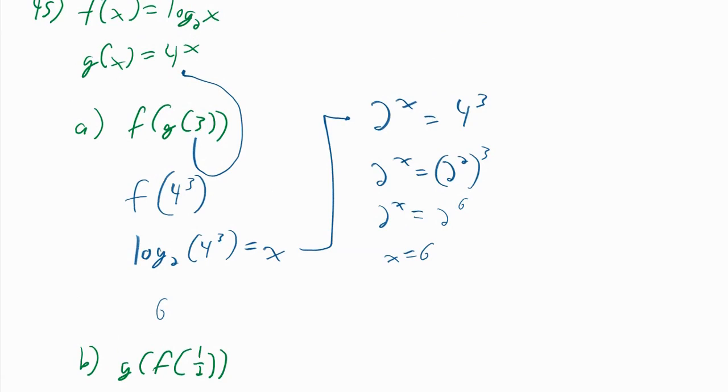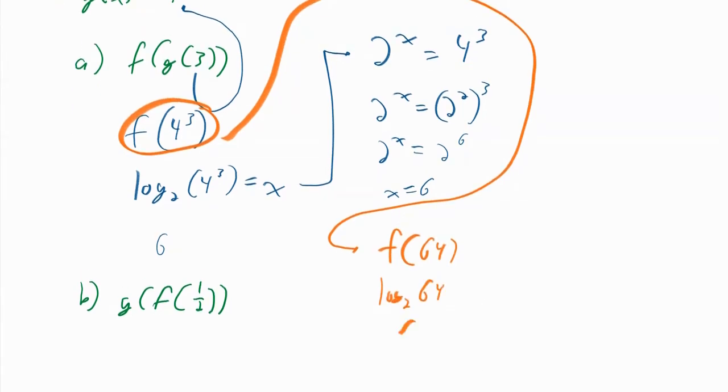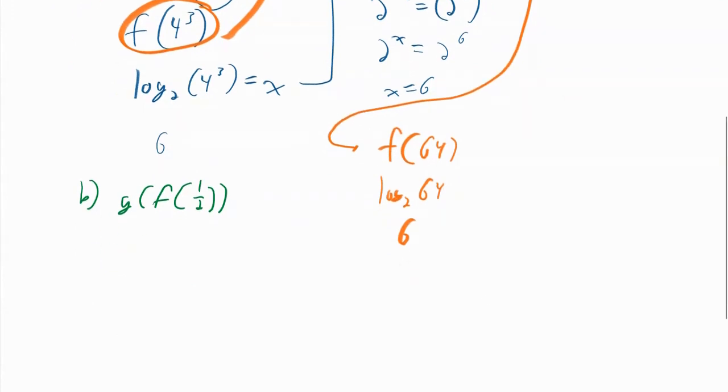Another way to think about it that's just a little bit less complicated is if I were to take this step right here, let's move it over here and just make that f of 64. I'm going to get the log base 2 of 64. And 2 raised to the sixth is 64. So that is also still 6.